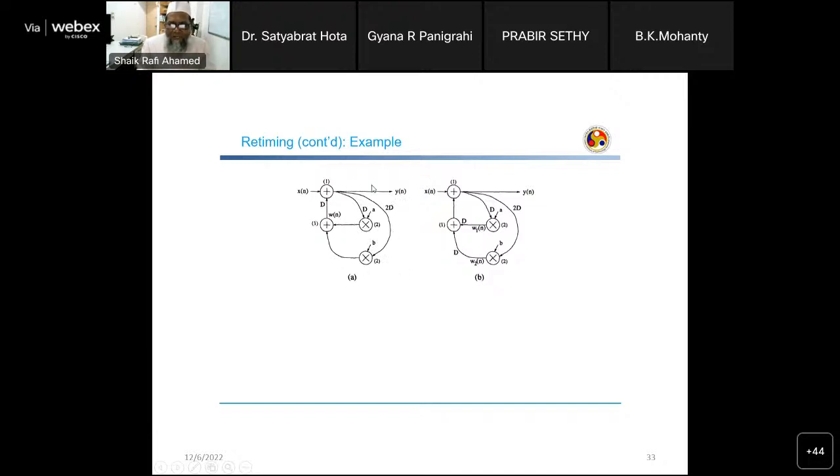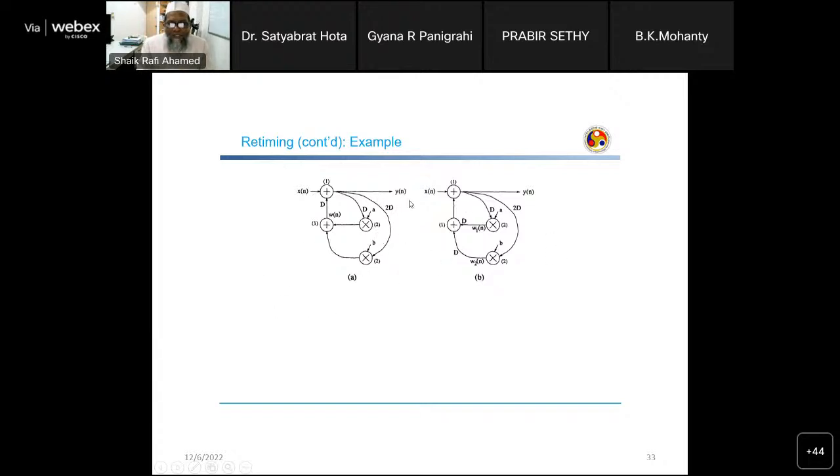But here, what is the critical path? The longest delay-free path is from this multiplier to this adder. The multiplication time is 2 units; the value within the parentheses is the computation time. The addition computation time is 1 unit. Here there is no delay, so this is the critical path. The critical path time here is 2 plus 1, 3 units of time. What does it mean? If I feed the first sample, only after 3 units can I feed the second sample. I have to wait for 3 units.